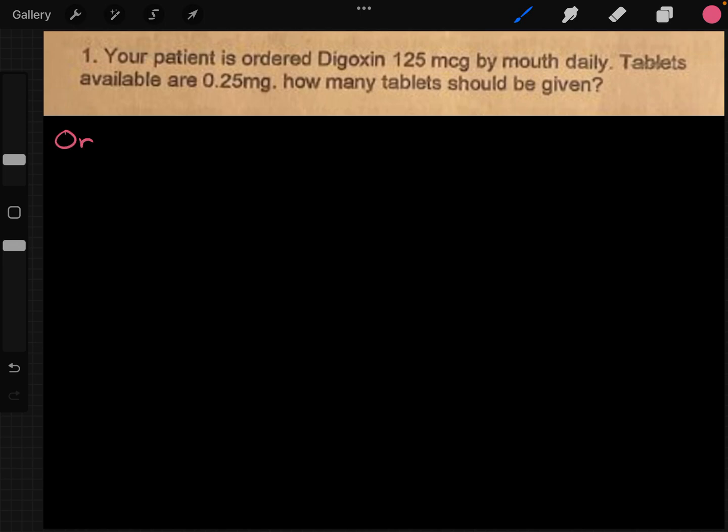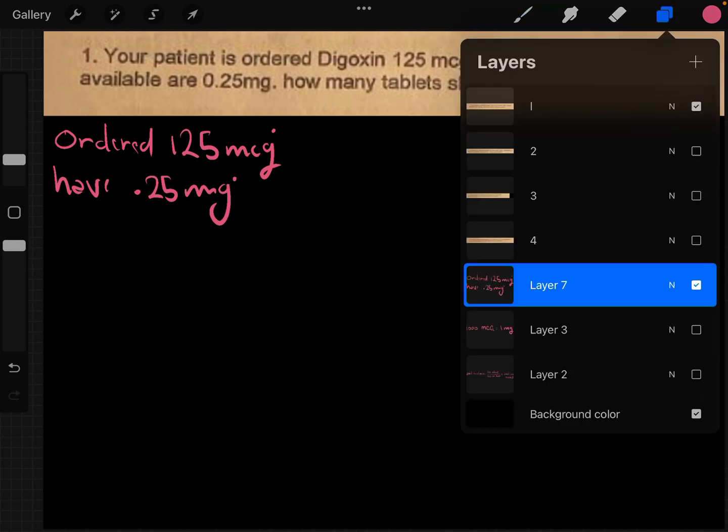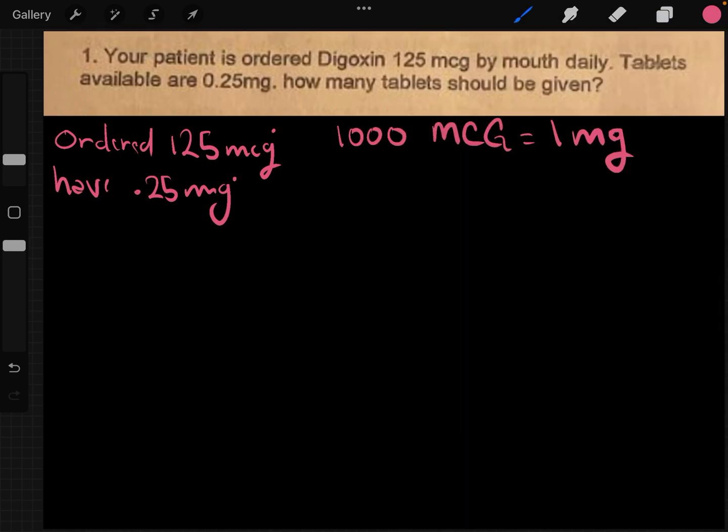So starting off, the ordered amount is 125 mcg. What we have is 0.25 milligrams. So right now, both of these units are different. So we want to get these in the same amount of units. So by doing that, we have to use this conversion system to convert it. So we have 125 mcg.